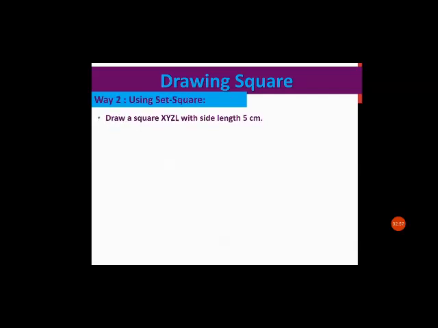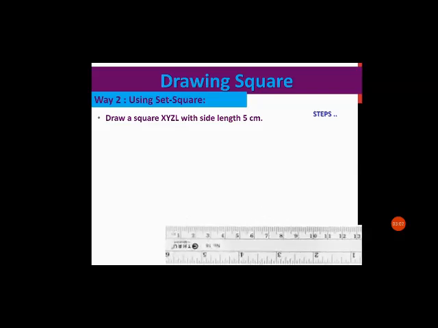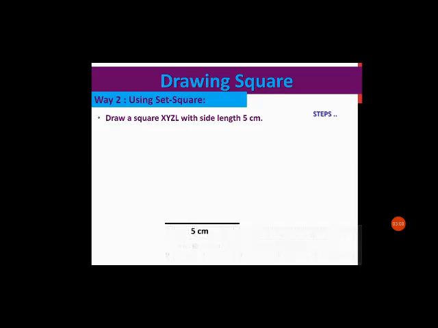Let's move to the second way. Way 2 is using the set square. So I'm going to draw the square also, but using the set square instead of the protractor. First we will draw the first side, which is 5 centimeter. Then we will use the set square to draw the 90 degree angle, the right angle. We will put the set square from the angle that is 90, and put it exactly on the line. Make sure that the base of the set square is not shifted downward or upward, and then draw a line with any length.